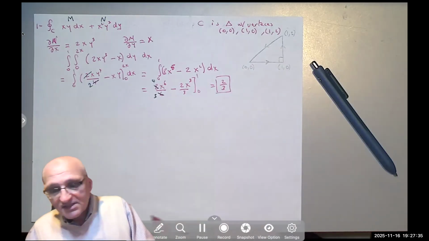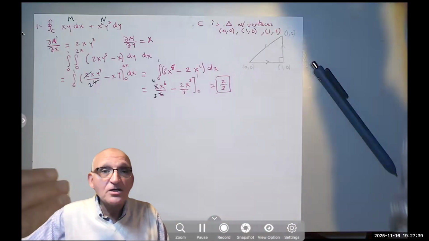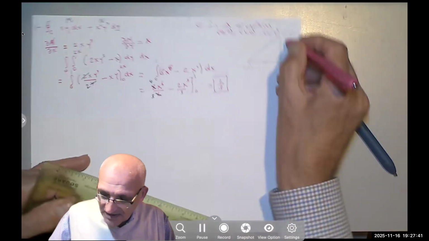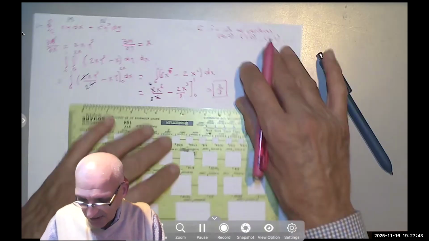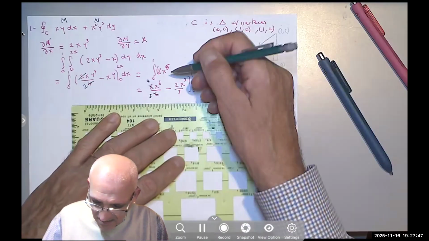That's what we call the circulation. That's the total curl, meaning around the edges. Okay, it's not a curl at a specific point. No, that's the total.